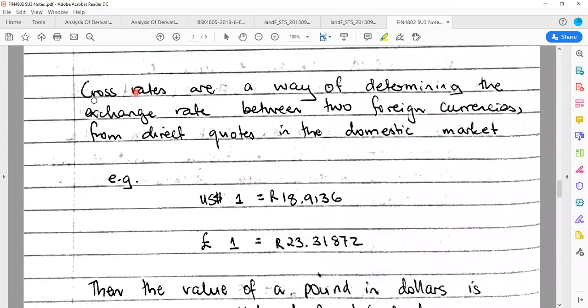Okay. You also need to know about what we call cross rates. We also have what we call cross rates. And cross rates are a way of determining the exchange rate between 2 foreign currencies.